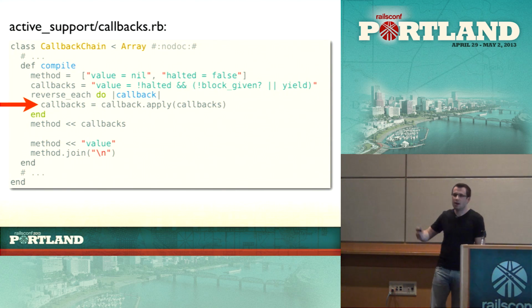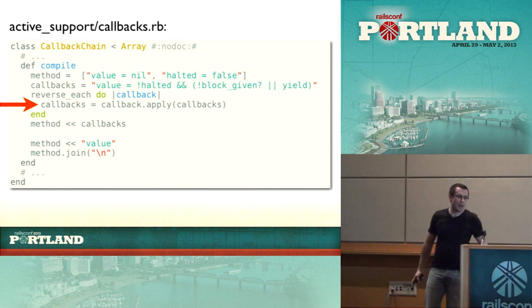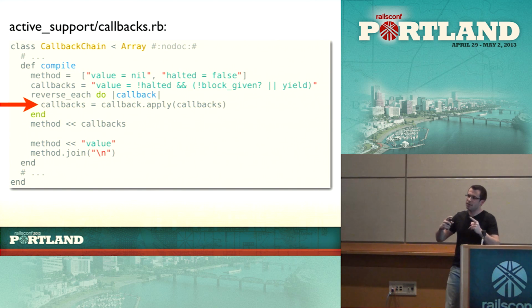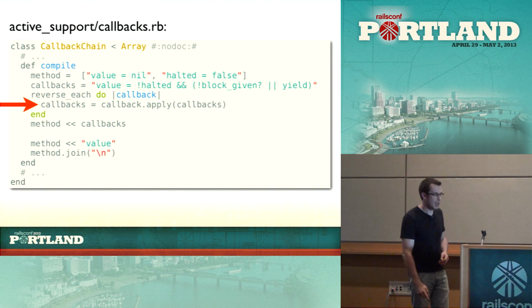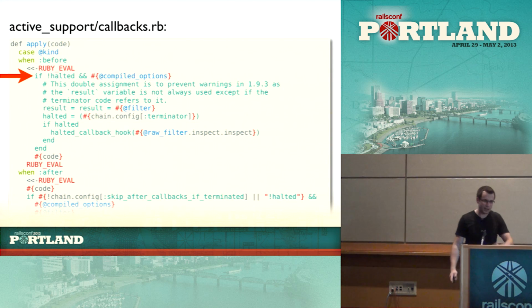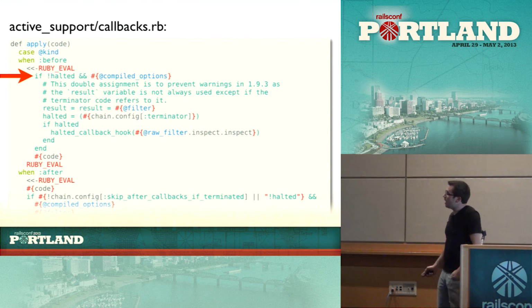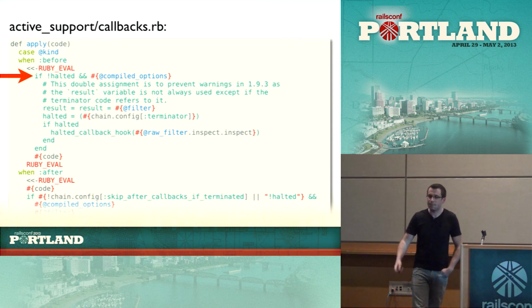And then of course we want to reverse the order of the callback chain because we're going to build things up from the inside out. We're going to call callback apply on each one of those, passing the string that we are building as the argument and then modifying it further. Afterwards, we make sure that we return the value, and we join everything with \n and call it a day. Now, here's what apply looks like. And you can see up here, if we haven't halted, as you know, probably in a before save, you can return false, and if you return false, then you'll halt the callback chain.